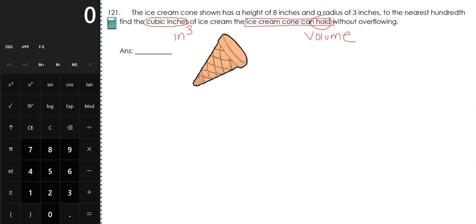Now, we have some information for volume that they gave us. So let's go through again and put in that information. They tell us a height of 8 inches. So h equals 8 inches. And they also tell us that the radius is 3 inches. So r equals 3 inches. They want your final answer to the nearest hundredth. All right. Volume formula for anything with a point is V equals 1/3 big B h.